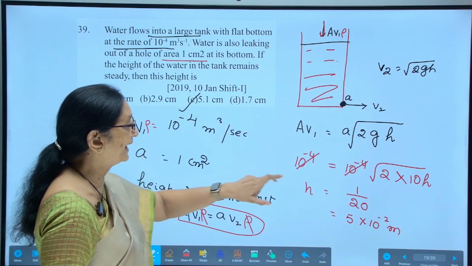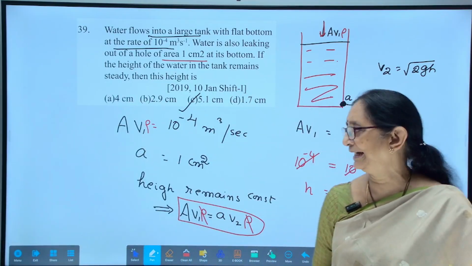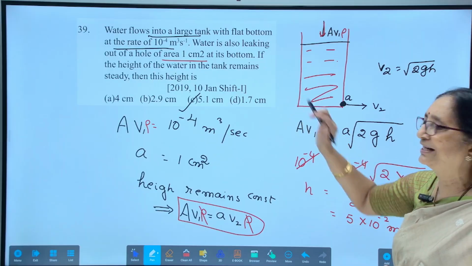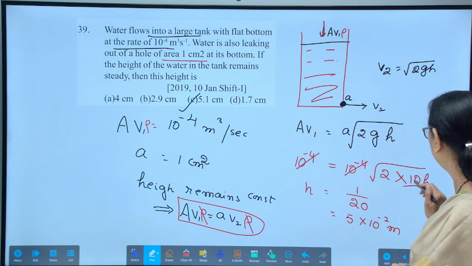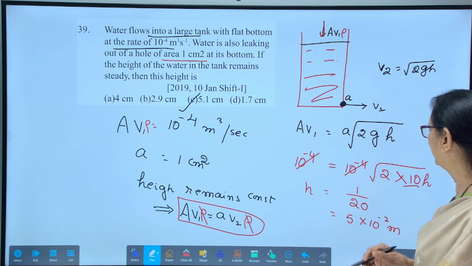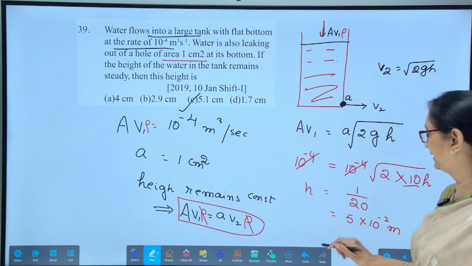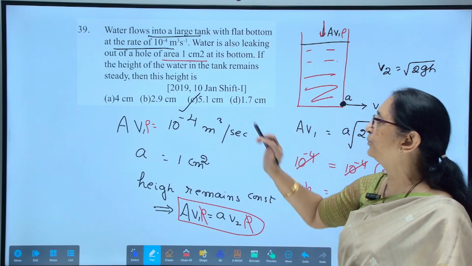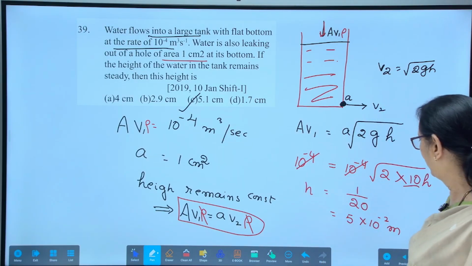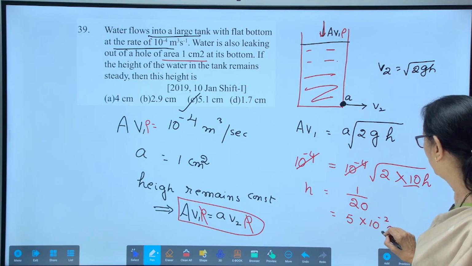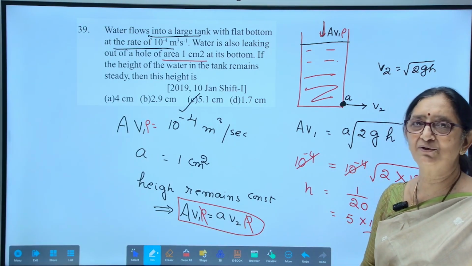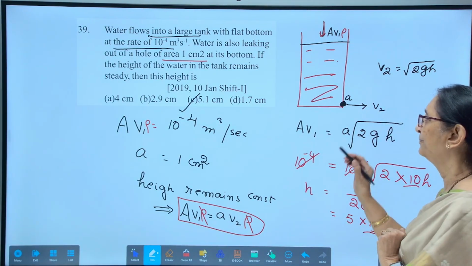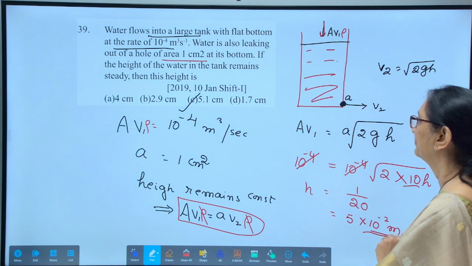If you take g as 9.8, because they didn't give g as 10, just for simple calculation I have taken it as 10. If you take it as 9.8, you will be getting 1 by 19.6 and it will be 5.1 centimeters. Okay. So, you got it as 5 into 10 power minus 2 meters. 10 power minus 2 meters is 1 centimeter. So, it is 5 centimeters.